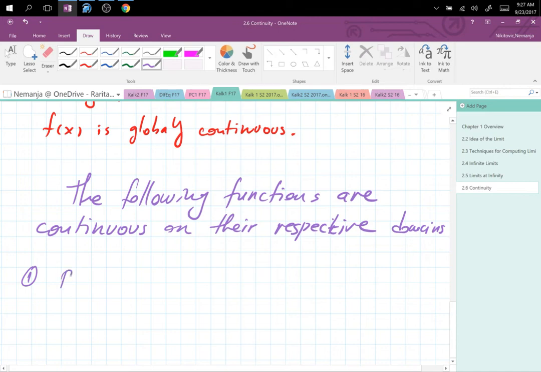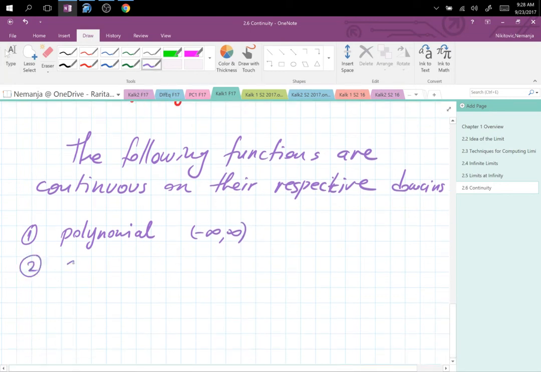Number one, polynomial. All polynomial functions: constant function is a polynomial, and then linear line is polynomial, quadratic, cubic, quartic, all of them. So all polynomials are continuous on their entire domain. You want to put the domain? Sure.